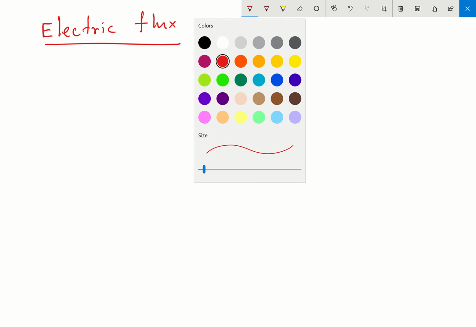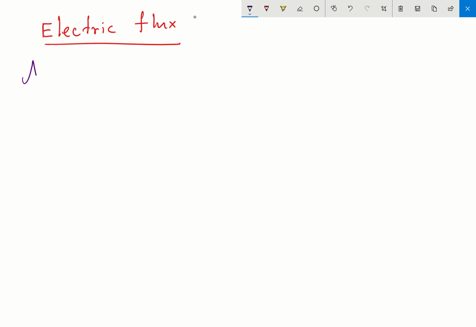So today's topic is actually electric flux. Before going to this topic, you need to know about a very important term, what is called the area vector. That is what is called area vector.